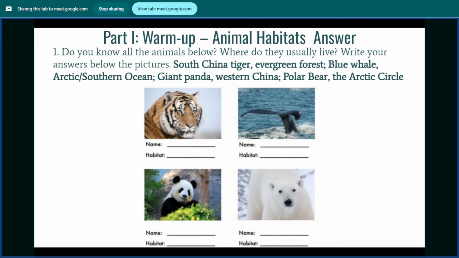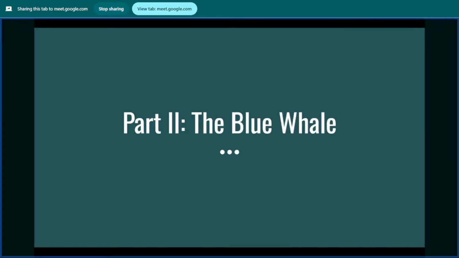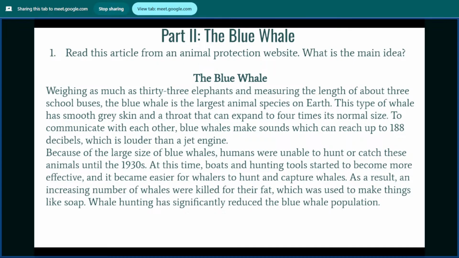Nowadays, seashores are mostly crowded, and there are many people who do fishing. So that's what is causing it. Very good. Okay. Next over here we have an article, which is from an animal protection website, basically about blue whales.